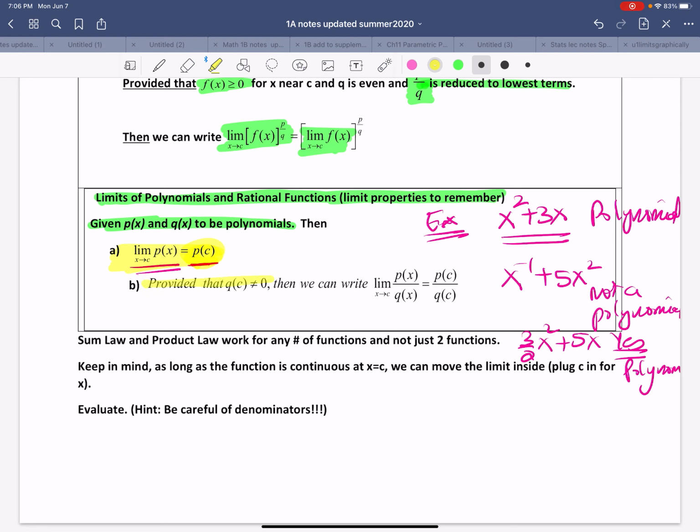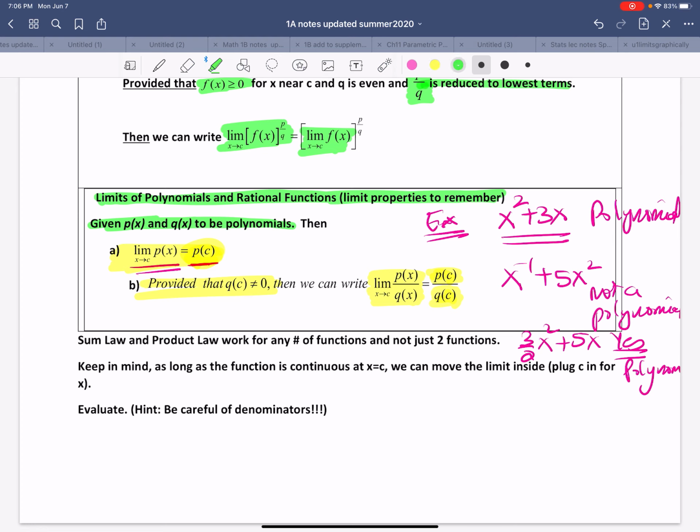Next, provided q of c is not equal to 0, meaning the limit as x approaches c of q of x is not equal to 0, then when you're trying to figure out the limit of the quotient p of x over q of x, we can just evaluate the numerator and denominator at x equals c. That means every single x gets replaced by c and we simplify it.